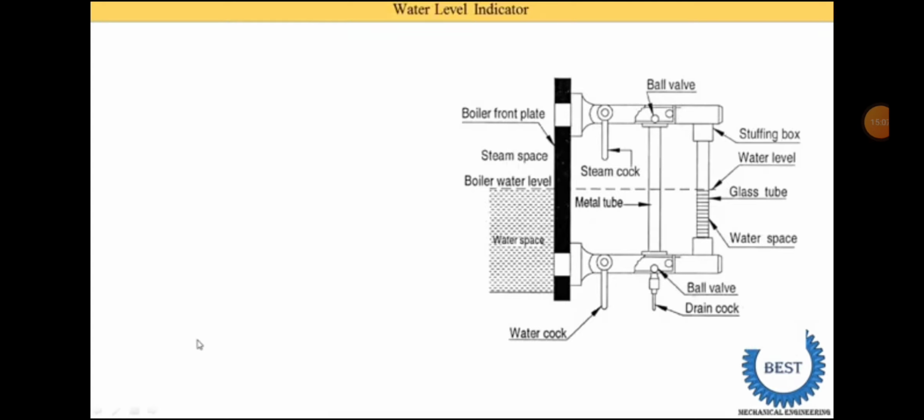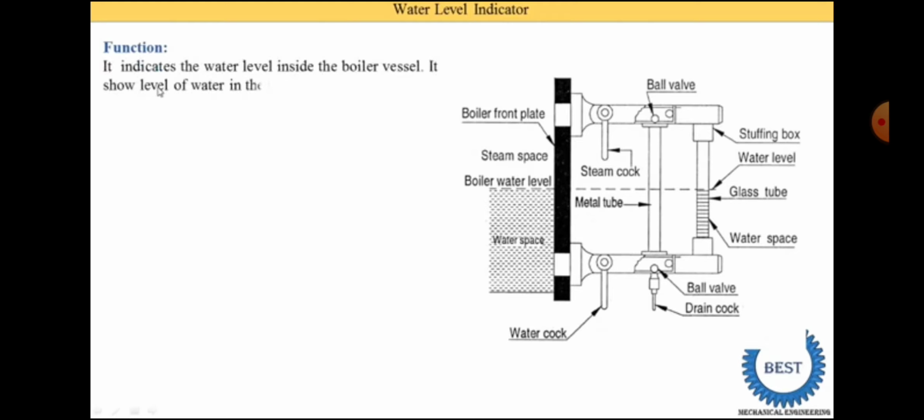First we go through the function. Here you see the schematic diagram of the water level indicator that we will understand during the construction. The first function of a water level indicator is to indicate the water level inside the boiler vessel, and it shows the level of water in a boiler drum. As its name suggests, it measures the level of water inside the boiler vessel or boiler drum.